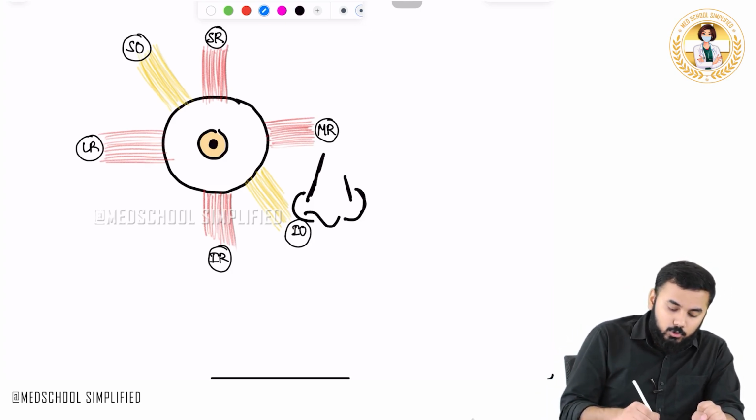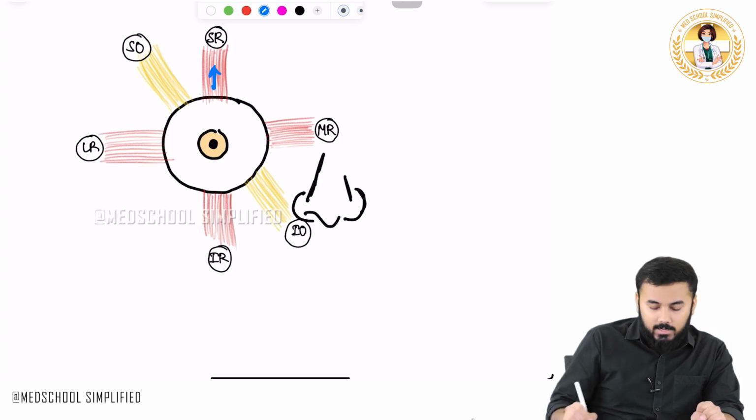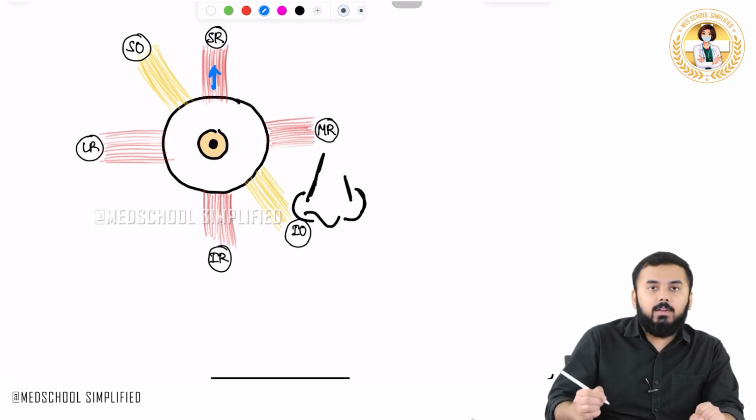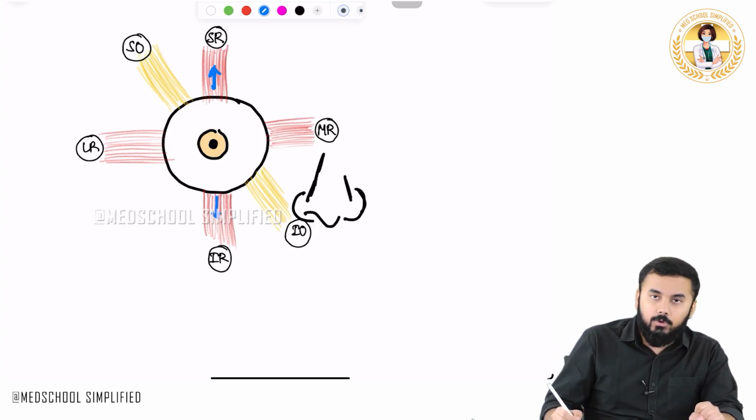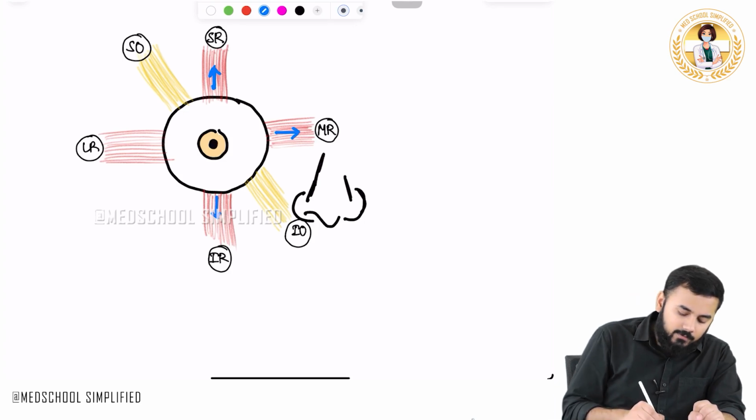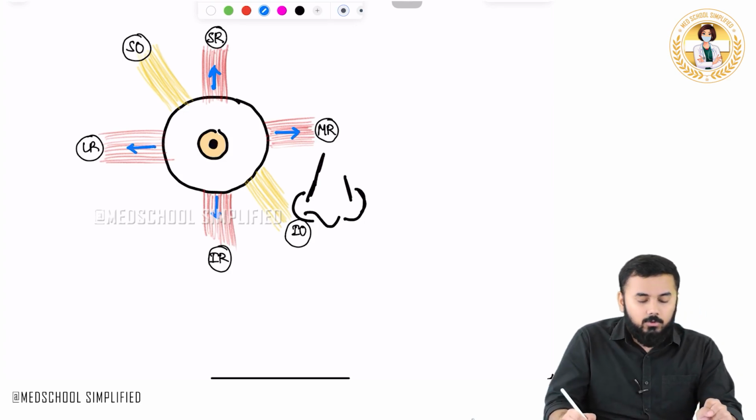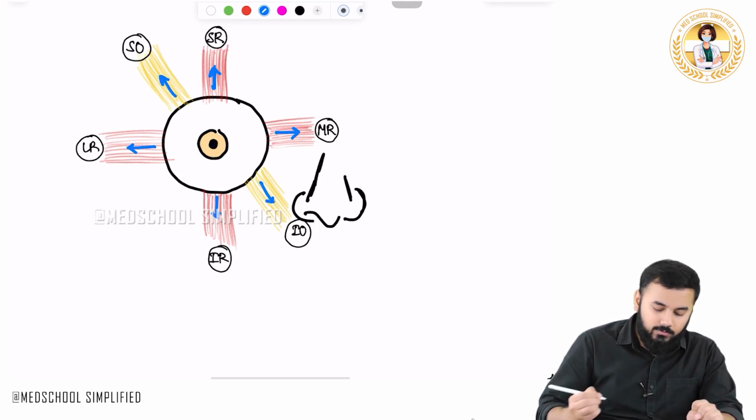First thing, superior rectus, if it contracts, the eyeball is deviated upward. This is the action over here. Second, if inferior rectus is contracting, then the eyeballs are looking downward. If medial rectus is contracting, then the eyeballs are looking medially, and if lateral rectus is contracting, the eyeball is looking laterally. In the same way, the superior oblique as well as the inferior oblique.